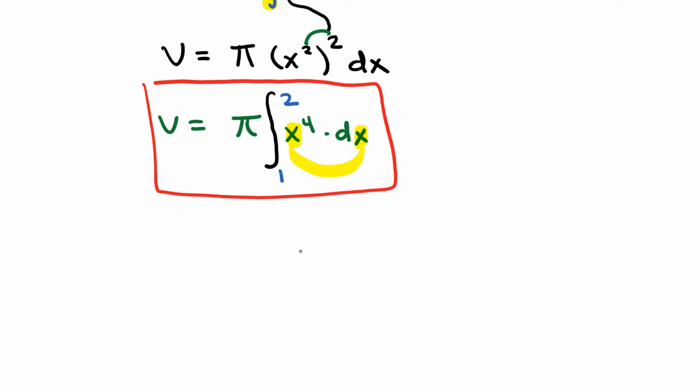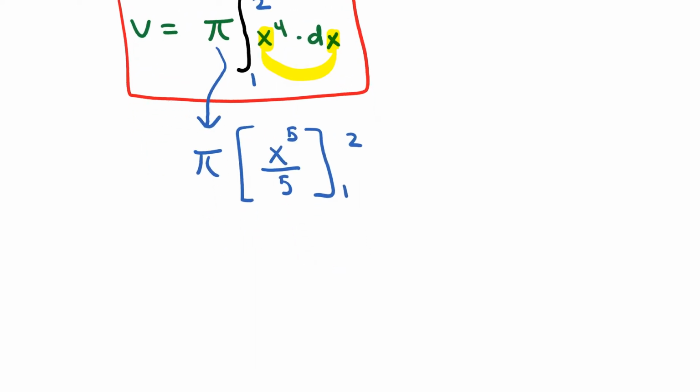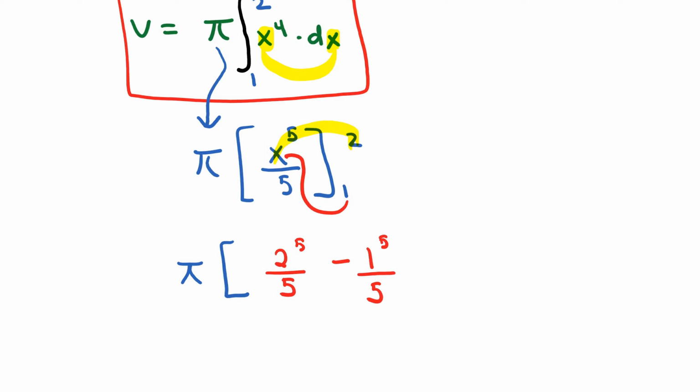So if I find the antiderivative now, that's going to be x to the power of 5 divided by 5, square brackets from 1 to 2, and then we have a pi in front. And this should give us the volume of the entire shape now. All right, so now we need to evaluate our upper and lower bounds. We always start with the upper bound first. So that's going to be 2 to the power of 5 divided by 5. And then the 1 now goes in. So that's going to be minus 1 to the power of 5 divided by 5. And after that, I can close the brackets.